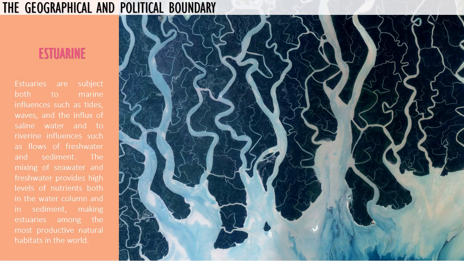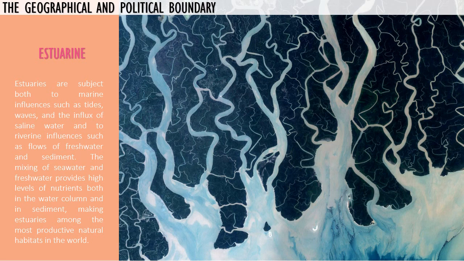The mixing of seawater and fresh water provides a high level of nutrition, making them among the most productive natural habitats in the world. So the Bengal Delta was a natural selection for early humans when they migrated to the subcontinent some 70,000 years ago.